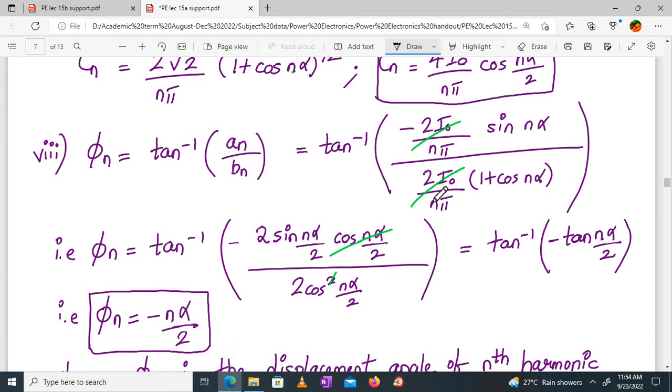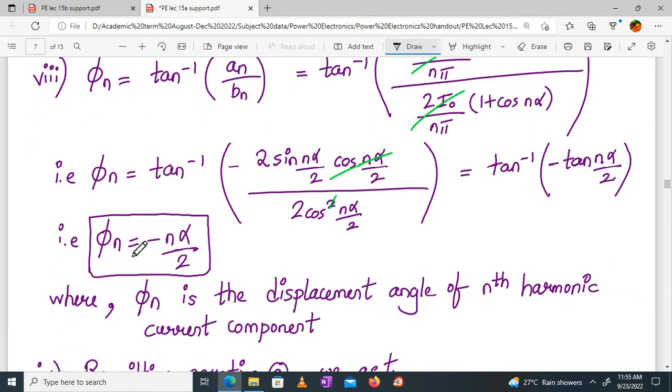Now phi n, write down phi n. Now listen, an and bn we have determined, right? We are just dividing it. So क्या है हम लोग को sin n alpha divided by 1 plus cos n alpha. And what is cos n alpha? 2 cos square n alpha by 2. And what is sine n alpha? 2 sine n alpha by 2 into cos n alpha by 2. This is just trigonometric ratios. So from here, eventually you get phi n as n alpha by 2. So write down this.